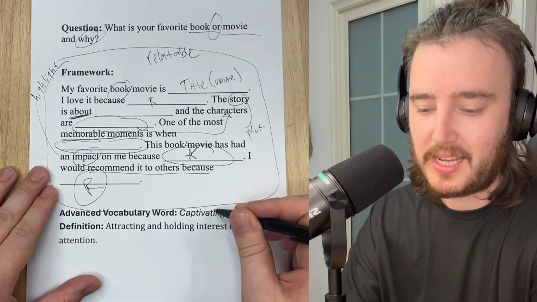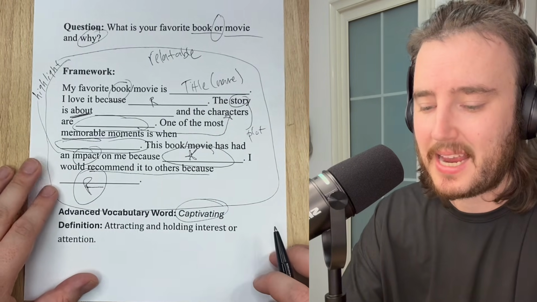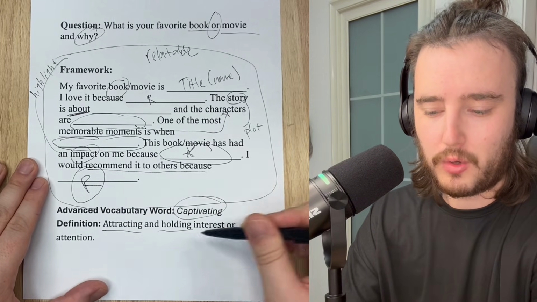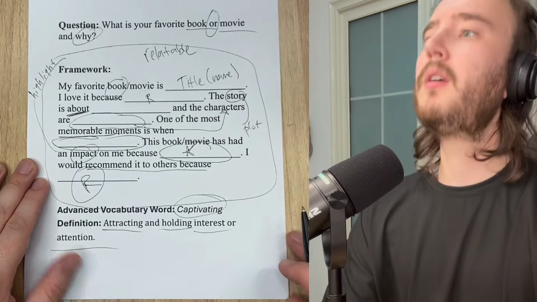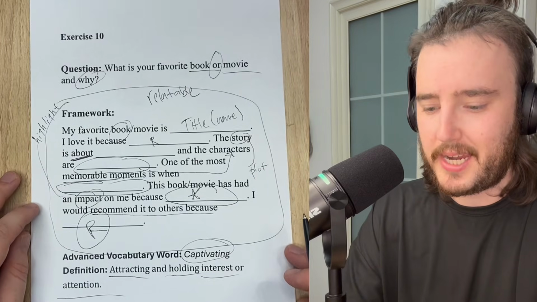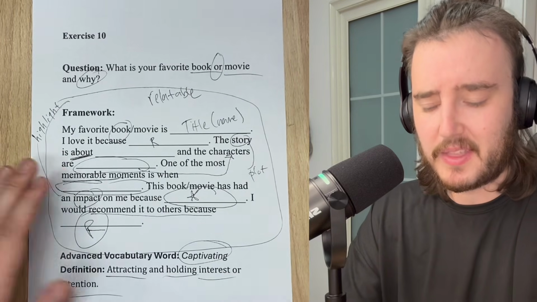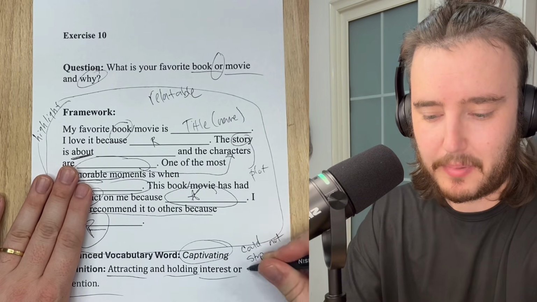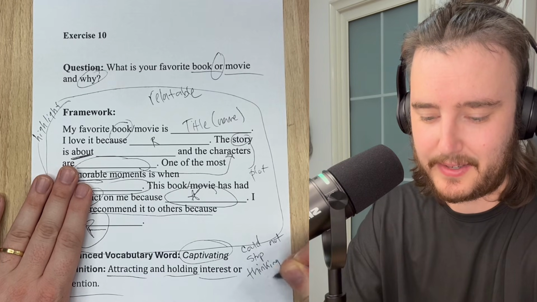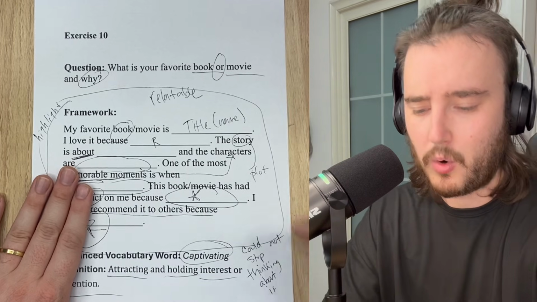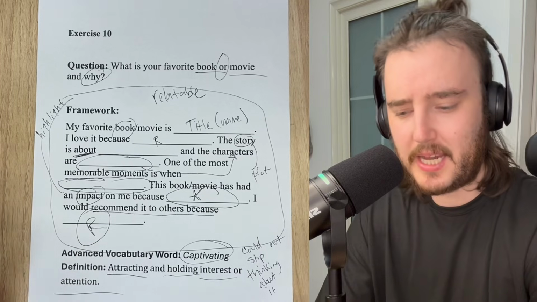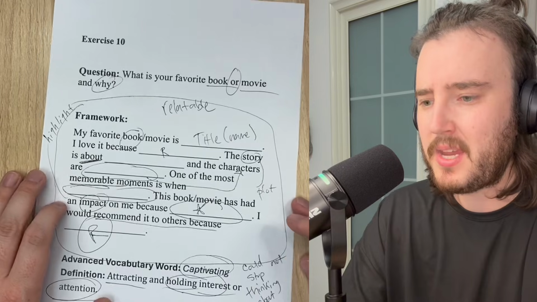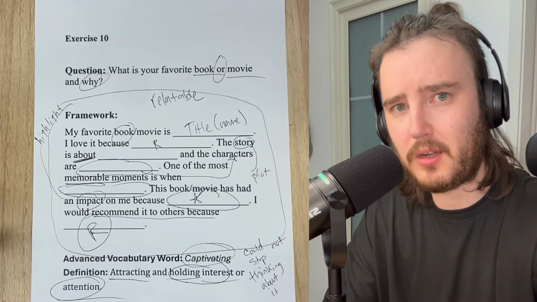Now, here's the last advanced vocab word: captivating. Captivating: attracting and holding interest or attention. Okay, so if a story is captivating, then that means you could not stop thinking about it. Or, maybe not quite that intense, but it really held your interest. It really got your attention and it made you think about it for a long time.